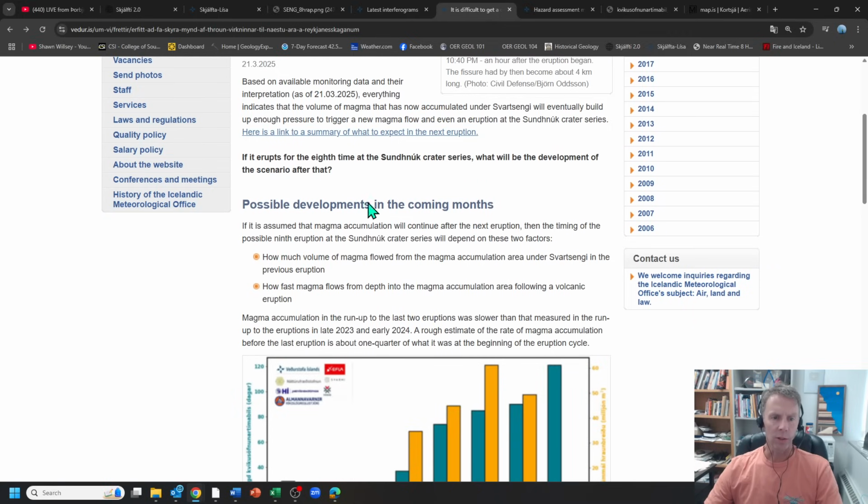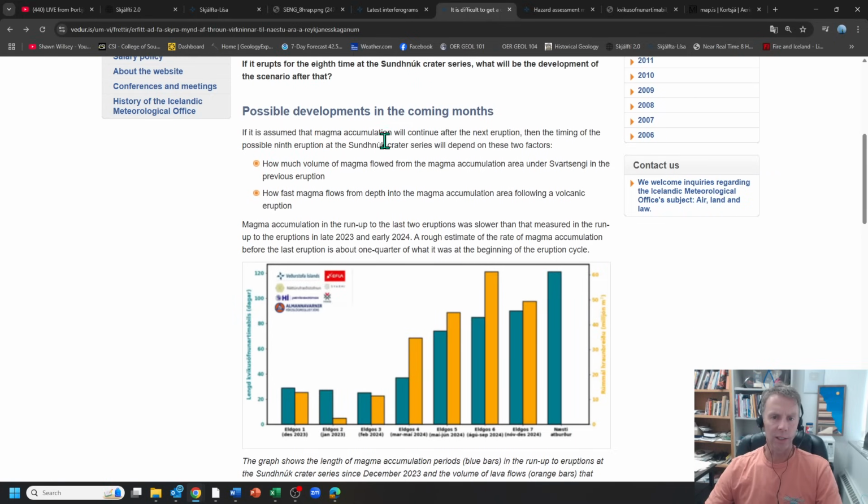So then they talk about possible developments in the coming months. It's assumed that the magma will continue accumulating after this next eruption. I would agree with that. There is obviously good evidence that the magma influx into the storage system has slowed down a little bit, as evidenced by the GPS trend and the length of time between each eruption.